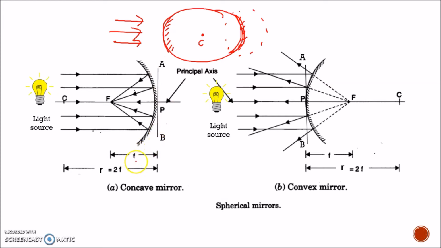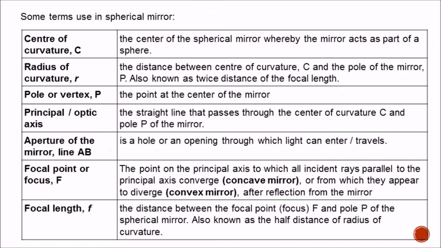The small letter f is the focal length. It is the measurement of length between point F and the mirror. R is the radius. It is measured from point C to the mirror. R is also equal to 2 times the focal length. So before we learn how to sketch the ray diagram, please understand the terms and symbols being used.